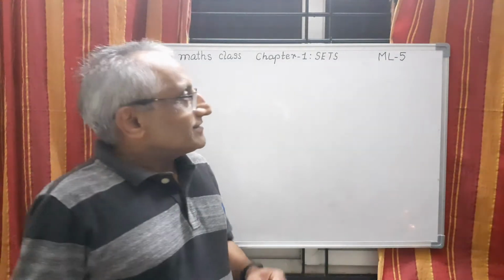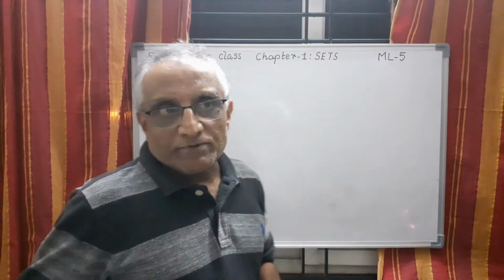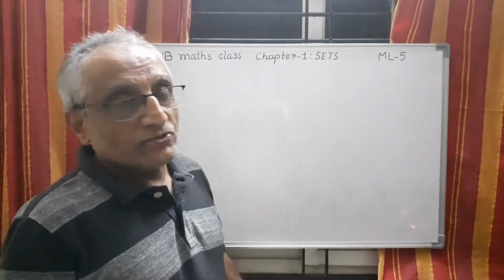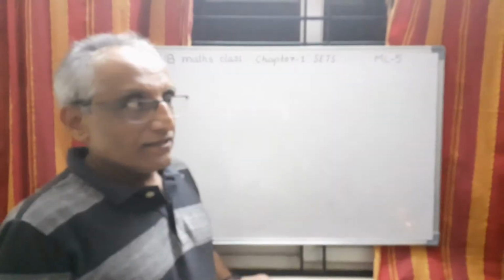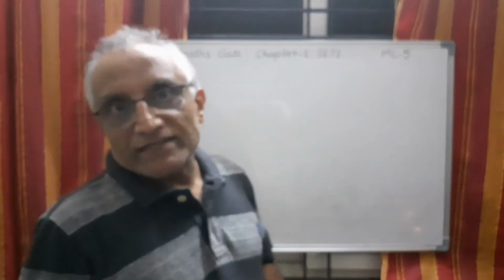Hi students, this is main lesson 5, ML5. In the last lesson we have seen two operations, union and intersection. And we have also studied the properties related to union, there are 5 properties, and properties related to intersection, they are also 5 in number.